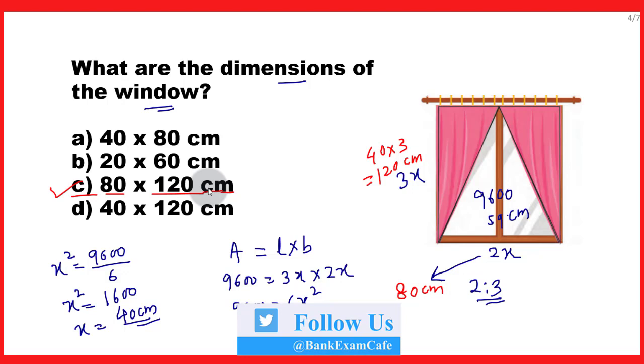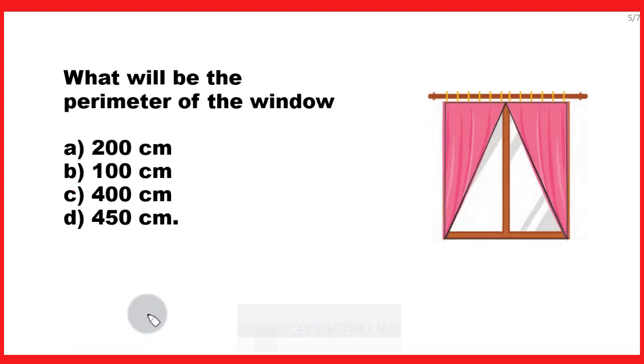Now see the another question. The another question is what will be the perimeter of the window. Friends, we have to find the perimeter of the window. So the formula of perimeter is perimeter is equal to 2 into length plus breadth. Perimeter is equal to 2 into length plus breadth.